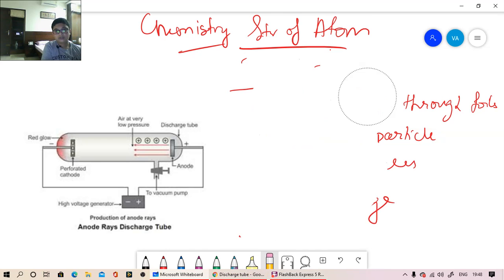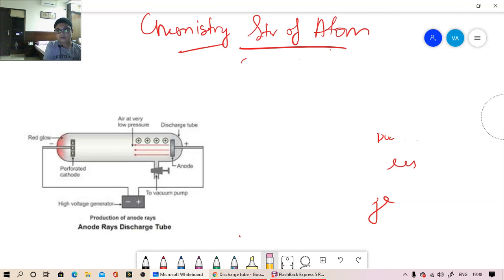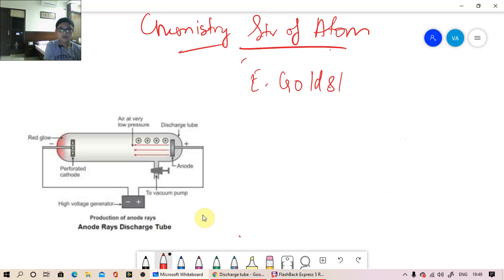And now we'll discuss the discovery of protons with the help of the anode rays discharge tube. E. Goldstein was the one who discovered protons. So what he did is, he also used the same discharge tube but a perforated cathode instead of a normal cathode, and he used hydrogen gas instead of normal air.